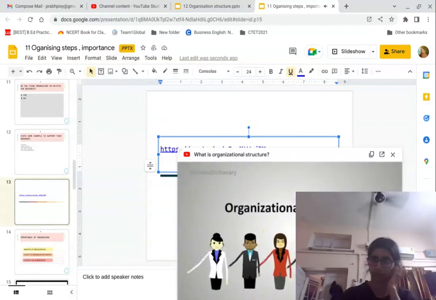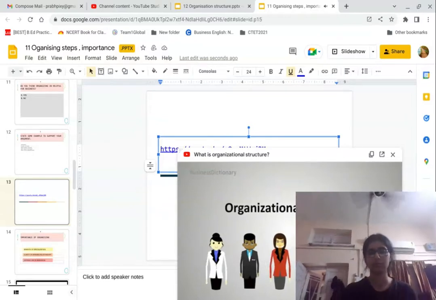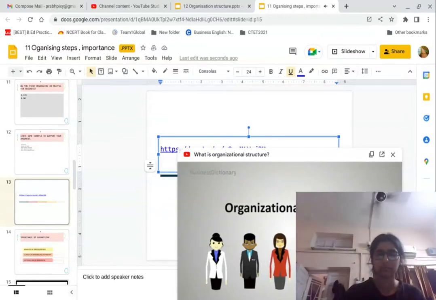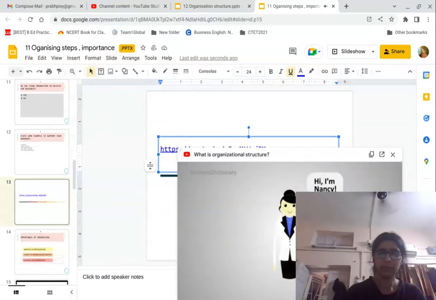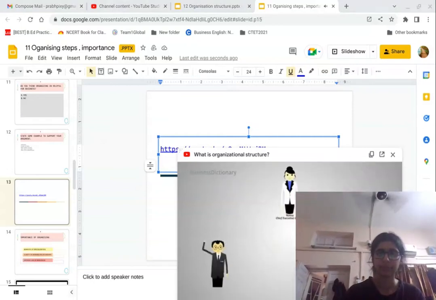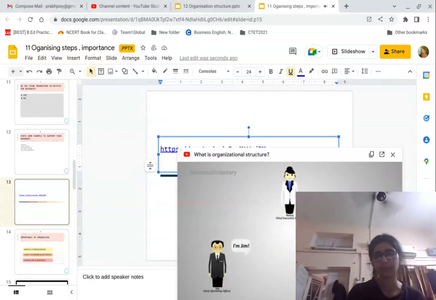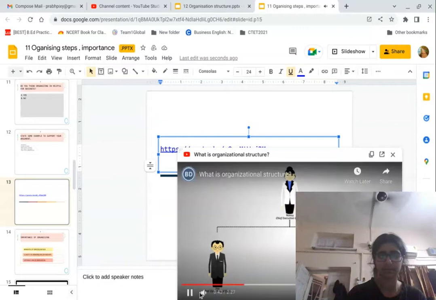Hello there, buddy. With a little help from my animated friends, let's find out what organizational structure means. And meet Nancy. She's the Chief Executive Officer, or CEO, of Awesome Corp, a company with 35 employees. This is Jim. He's the Chief Operating Officer, or COO, of Awesome Corp. He's Nancy's second in command and reports directly to her. Jim oversees a wide variety of areas, including production, sales, and marketing. Mutlu is the Chief Financial Officer, or CFO. Simply put, he's responsible for the financial health of the company.